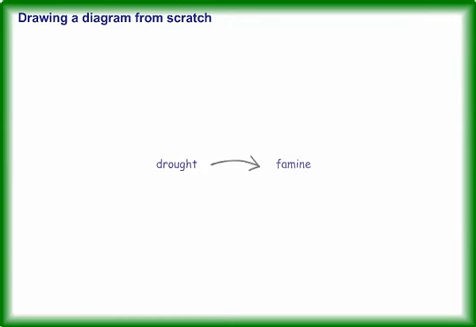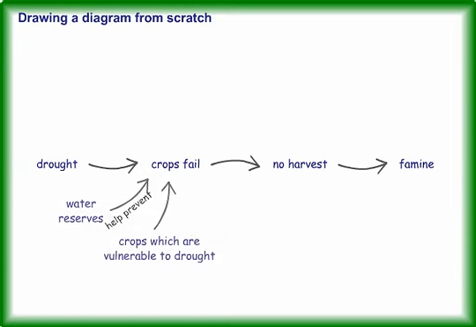Here's an example of the sort of thing I mean. Drought can cause famine, but opening out the chain of causal factors between the two can help you to see where action might be taken.